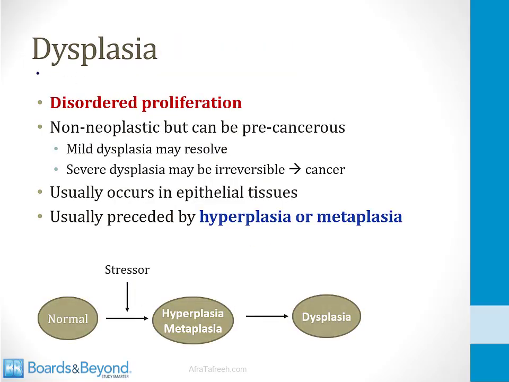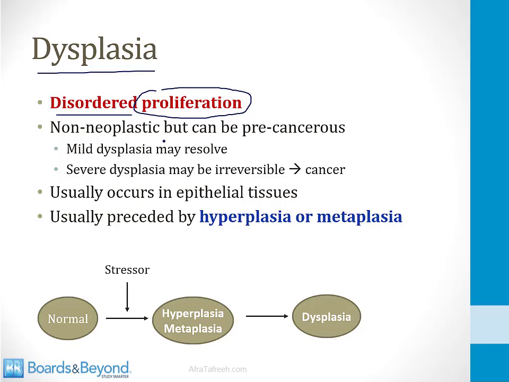I'll finish by talking about dysplasia, which is disordered cellular proliferation. So this is cell growth, just like hyperplasia or metaplasia, but it's disordered. In hyperplasia, cells increase in number, but they maintain the normal cellular architecture. In metaplasia, cells shift from one type to another, but again, they maintain the normal tissue architecture. In dysplasia, the cells are disorderly and they lose the normal tissue architecture.